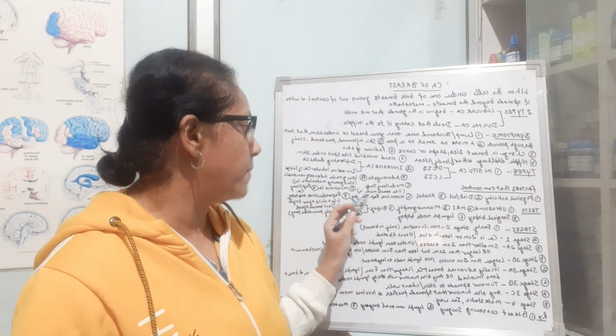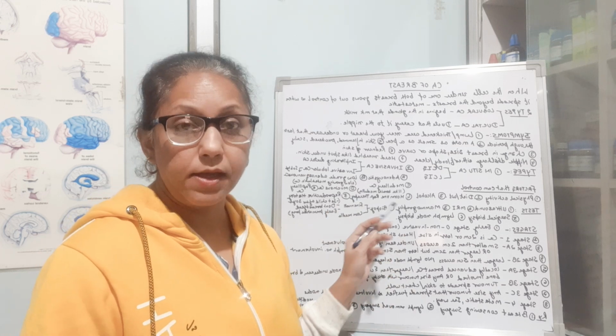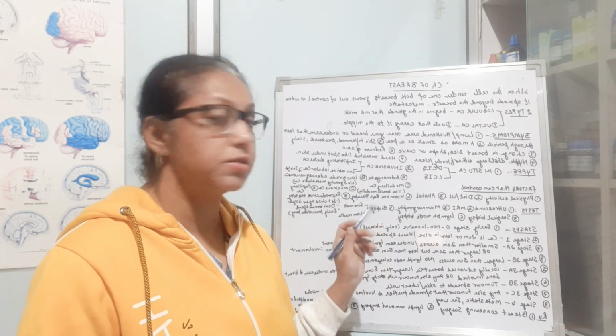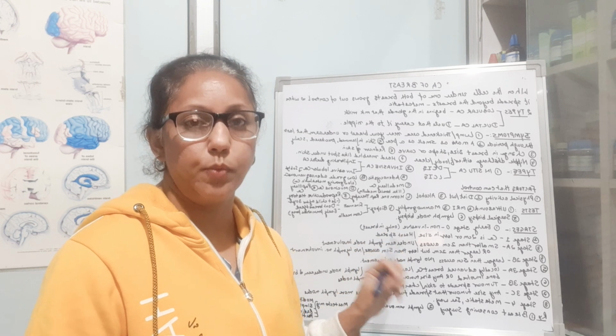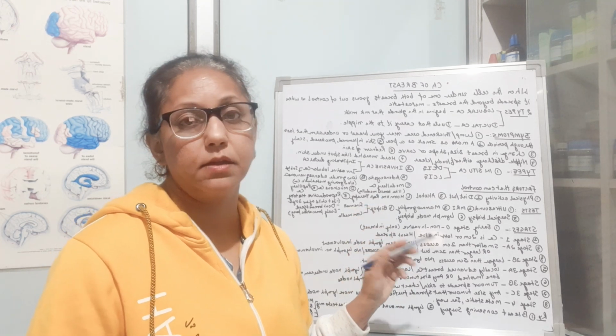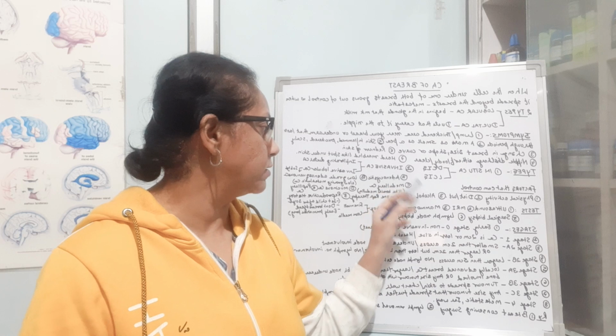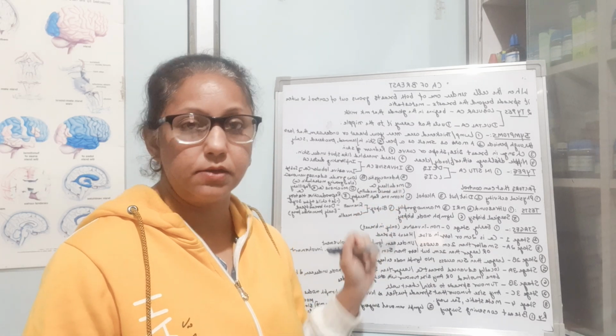The third is a medullary carcinoma. Why is it called medullary? Because it is a squishy mass that is present in the breast and it resembles the medulla of the brain. So that's why it is known as the medullary carcinoma.